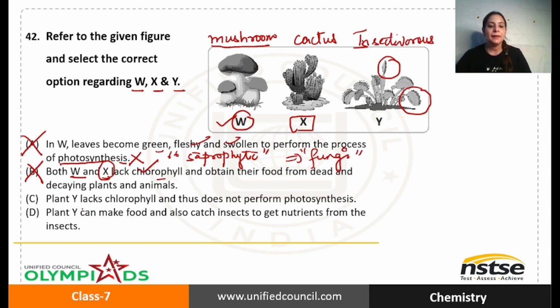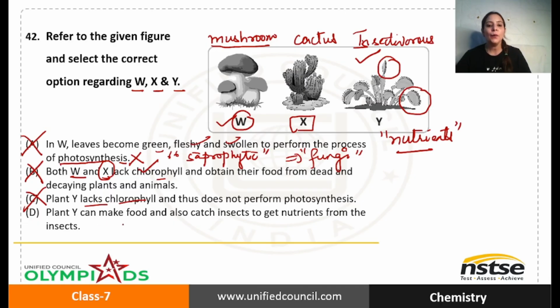Statement C says plant Y lacks chlorophyll and thus does not perform photosynthesis. Now let me tell you that insectivorous plants don't lack chlorophyll. They have chlorophyll. The reason being that they grow in soil which lacks many nutrients, because for photosynthesizing they need nutrients as well. So that is the reason they have chlorophyll, right? They do not lack chlorophyll. So again, this is wrong.